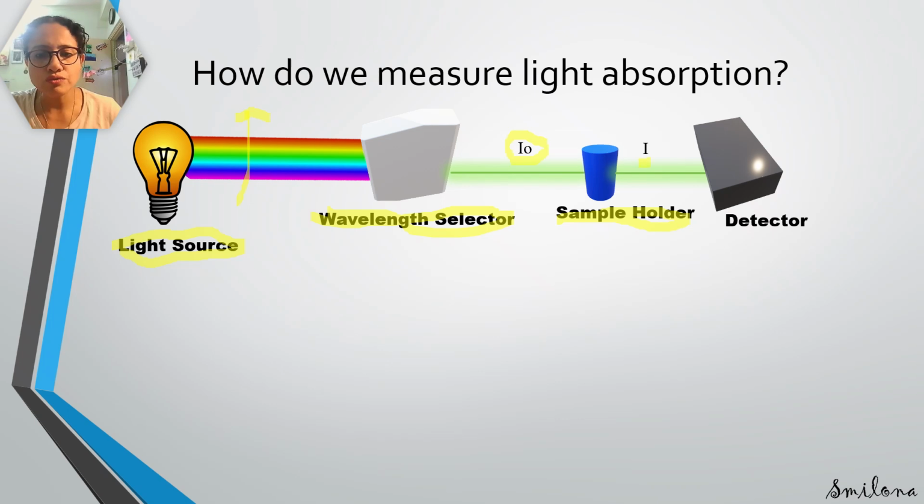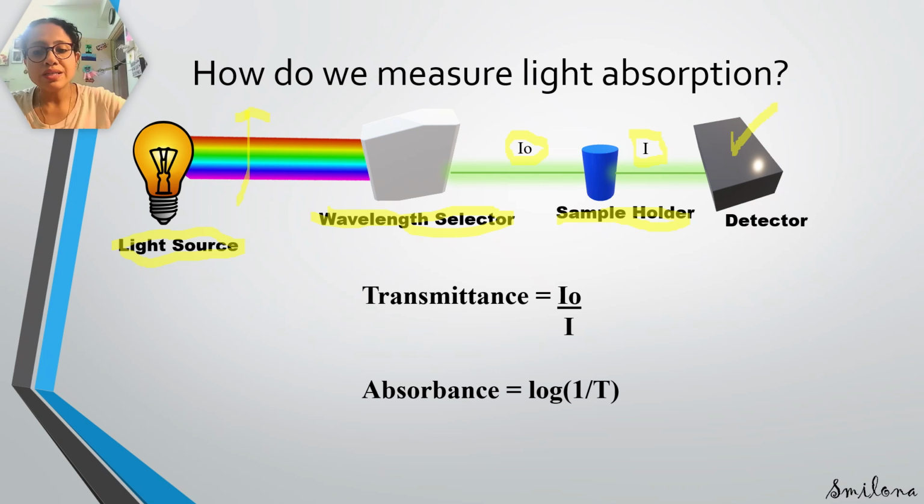And what comes out of the sample is the transmitted light, which has a certain intensity, which we assume to be I. This is measured by the detector. The detector then calculates something called transmittance, that is the amount of light transmitted. This is the ratio of the amount of incident light to the amount of transmitted light. And from this transmittance, we calculate our favorite term, that is absorbance.